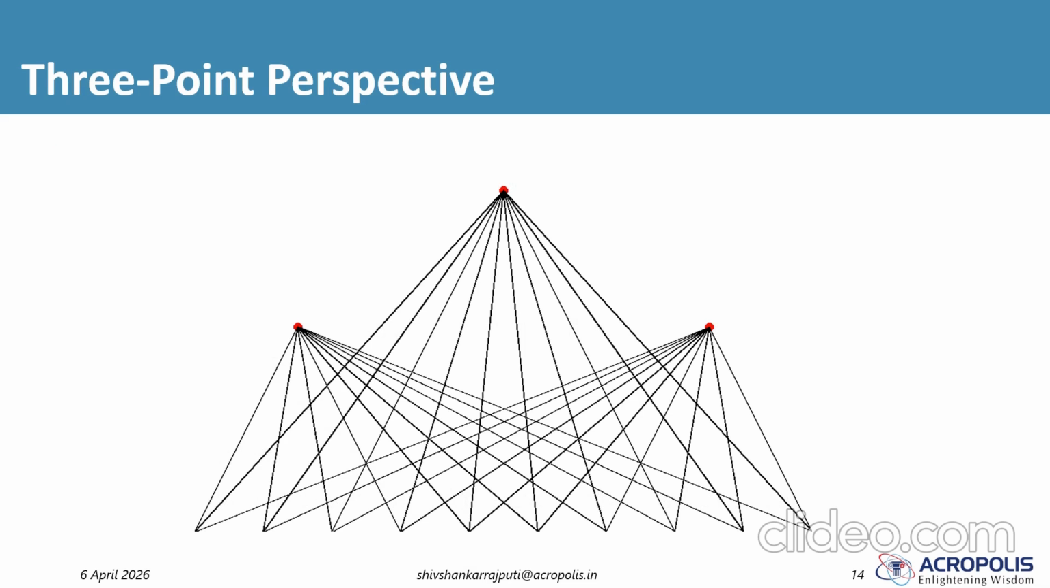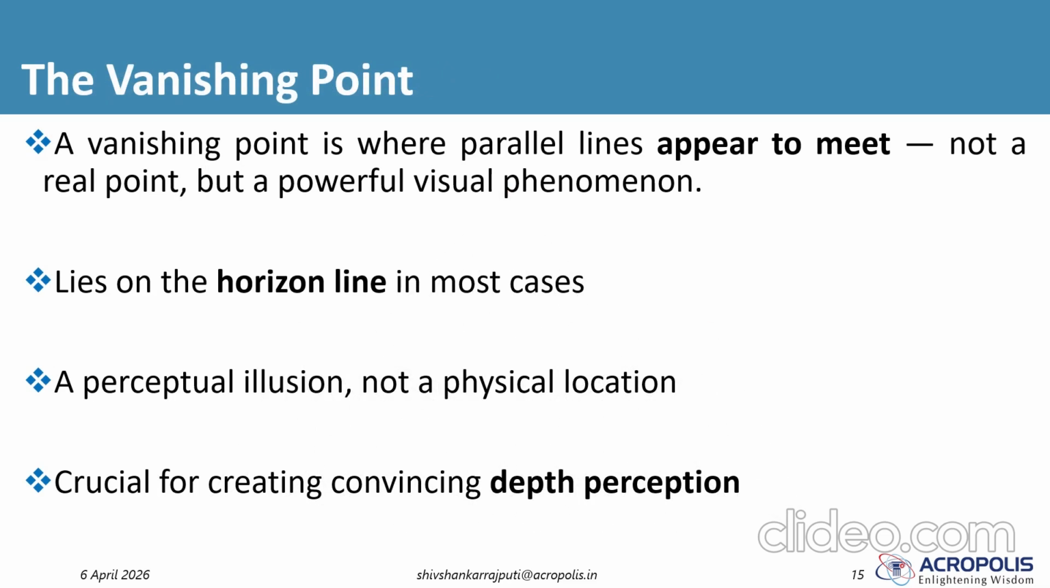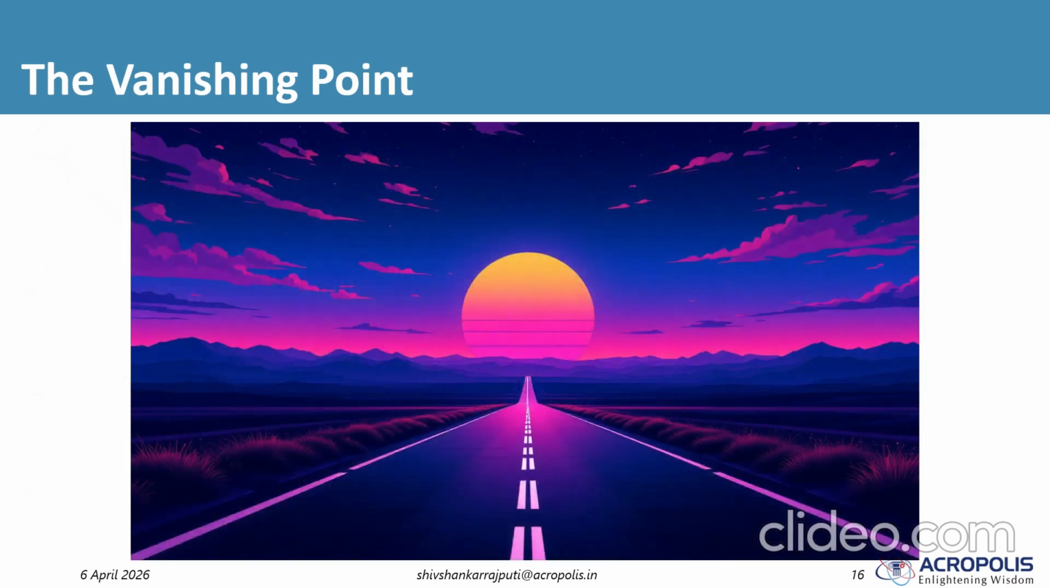A vanishing point is the point where parallel lines appear to converge in a perspective drawing. It is not a real physical point, but rather a visual effect created by perspective. In most cases, vanishing points lie on the horizon line. They are essential for creating a sense of depth and realism in drawings and visual designs.